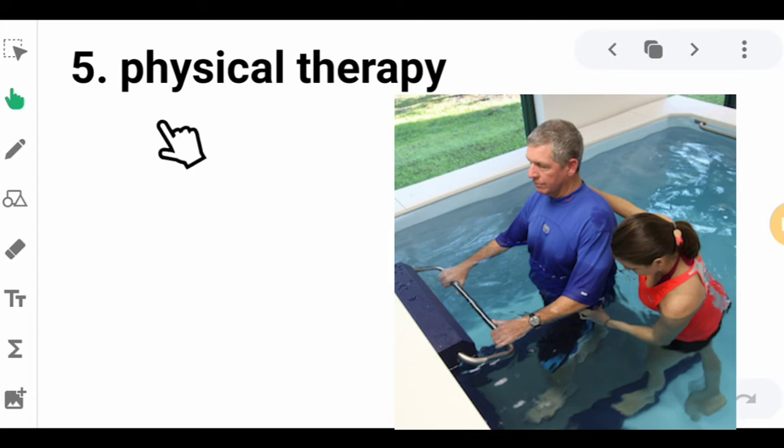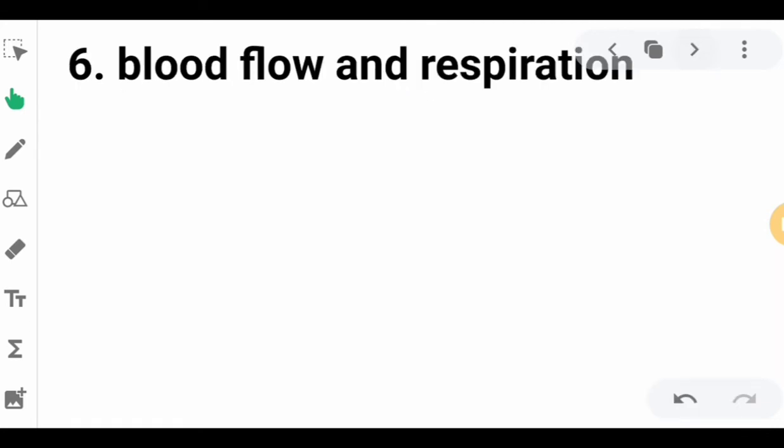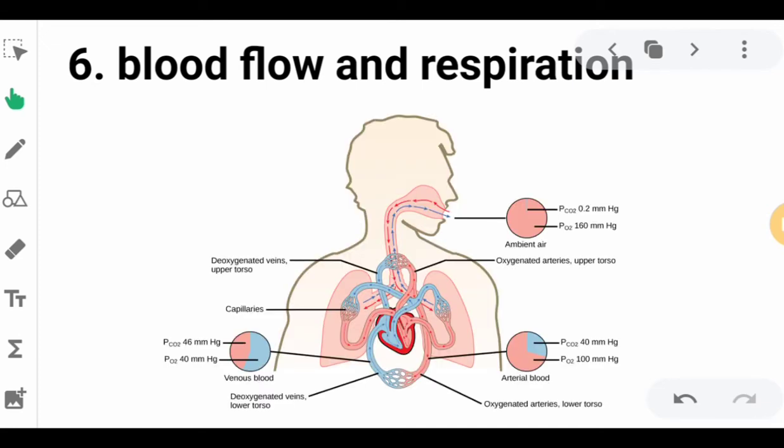So in physical therapy, in terms of physics and medical science, we will be studying the underlying physical principle, which is the Archimedes principle. It is one of the aspects of the physics of fluids which we will be studying. And what else? We also have the applications of physics in blood flow and respiration.